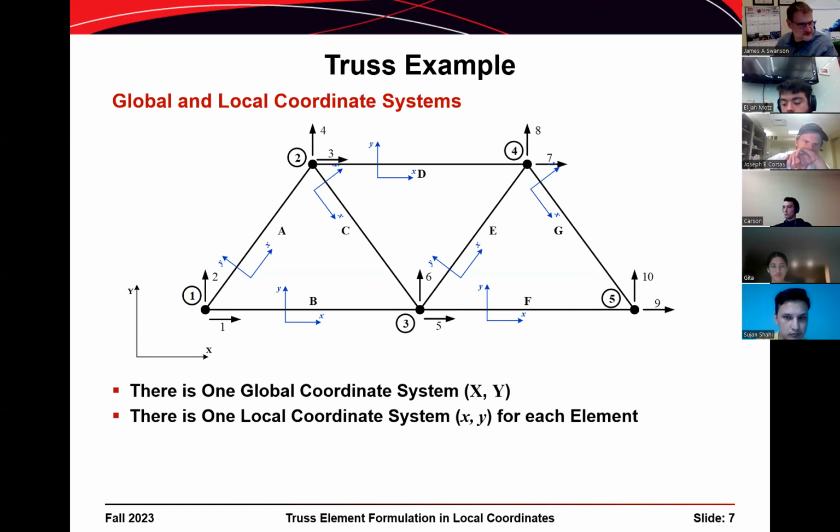Let me get my stylus for a second. So another thing that's inherent in here is the notion that these members run from the lower node to the higher node. So for member F, for example, this is the ith node here.